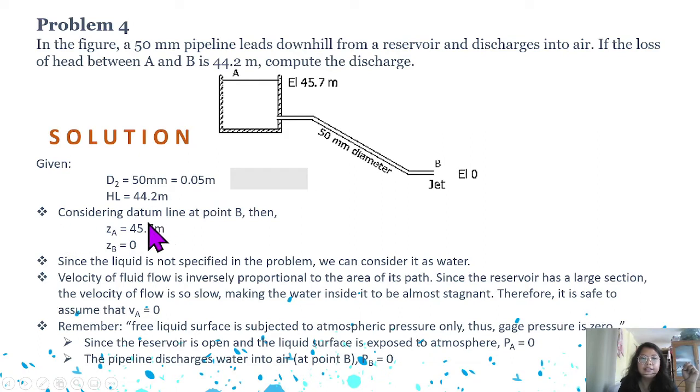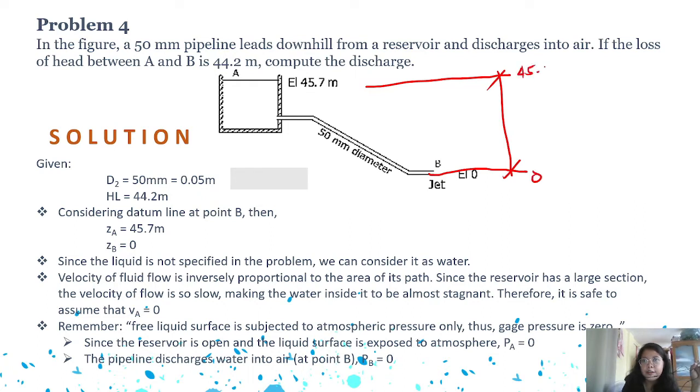Then, considering datum line at point B, so, kung ito daw yung ating reference point, so, i-assume natin na yan yung first elevation or elevation at 0. Then, habang tumataas ka ng tumataas hanggang kay point A, so there is a difference of 45.7. No? Gets? Paano nasabi? Height lang yan. Okay? So, from 0 to 45.7. So, the difference between that, so that is 45.7 meter. That is your assumed ZA. No?